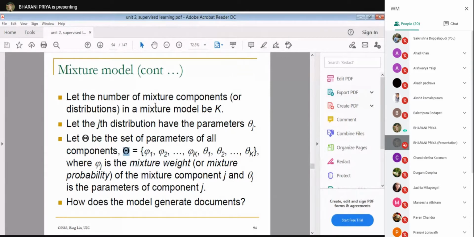So let the number of mixture components in the model be k, and the jth distribution have the parameters theta j, and the set of these parameters is represented with the small theta, which consists of phi of 1, phi of 2, and the theta values. What are these phi values? They are the mixture weight values.